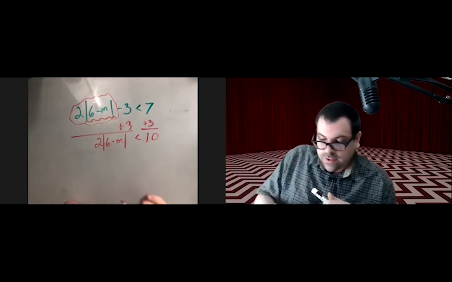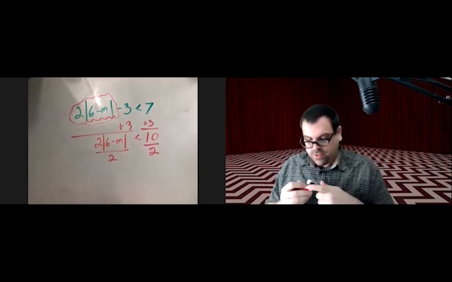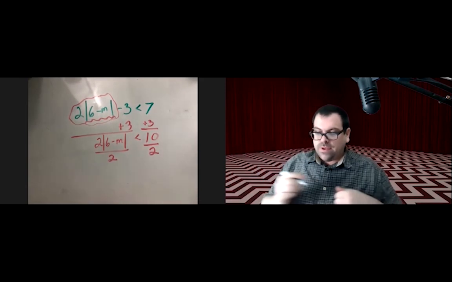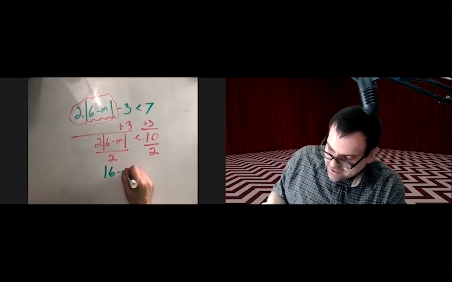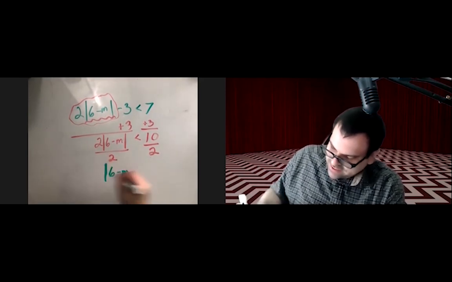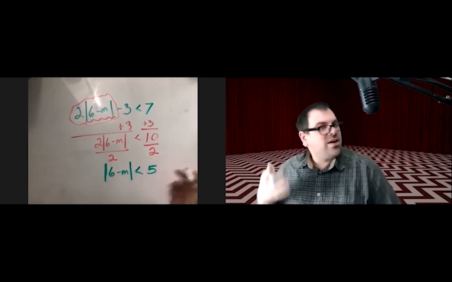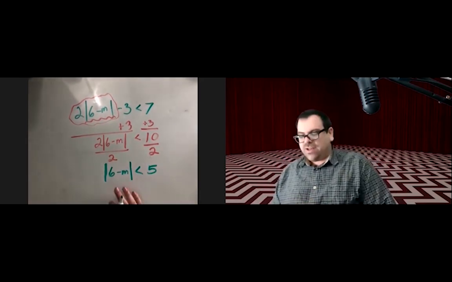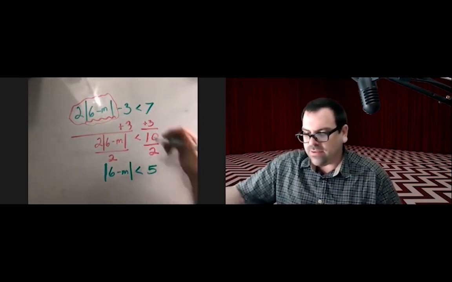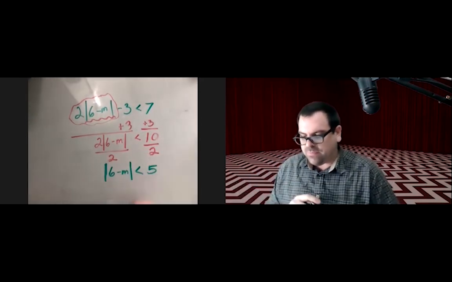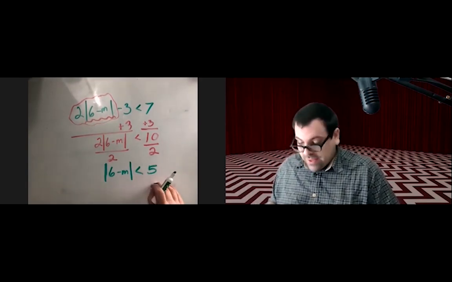Next, divide both sides by 2. We get the absolute value of 6 minus m, not 16 minus m, is less than 5. Just like the x version had x is less than 5 because we did the same things. We added 3 to both sides. We divided both sides by 2. We wound up with this.